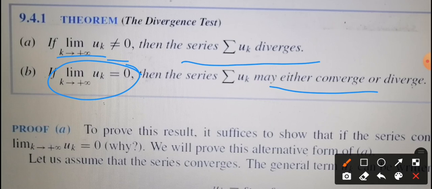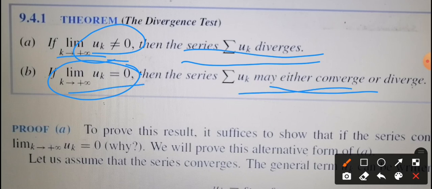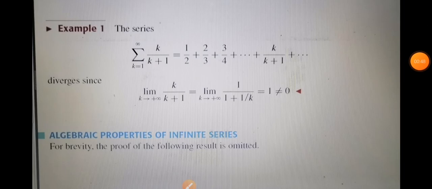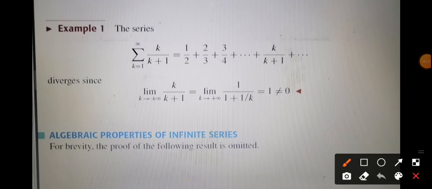So what we are going to do in the divergence test, we are just going to apply the limit on the general term of the series. If the answer is not equal to 0, then the series diverges, and for 0 answer the series may either converge or diverge. For example, here we are given the series summation k varying from 1 to infinity of k over k plus 1.